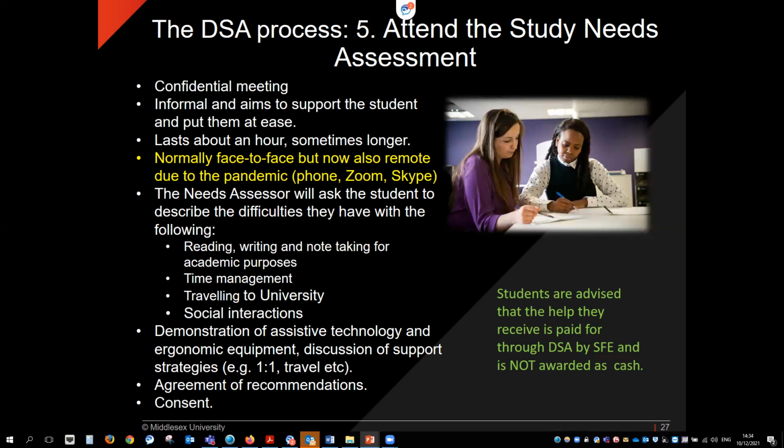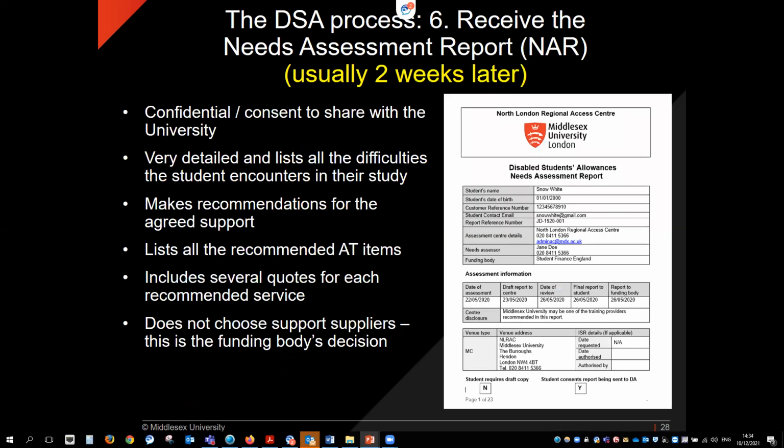Okay, now let's move on to the next stage, which is the report. The report is written, and it usually takes about 2 weeks after the assessment, because the assessor has to write up all the recommendations and find support suppliers that are able to deliver this type of support to the student.